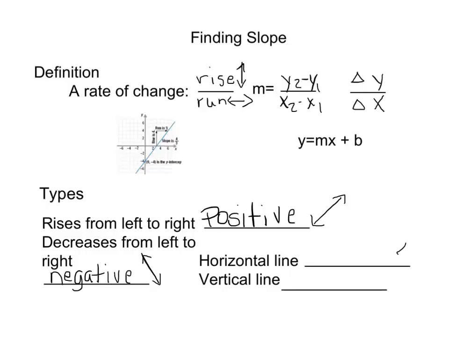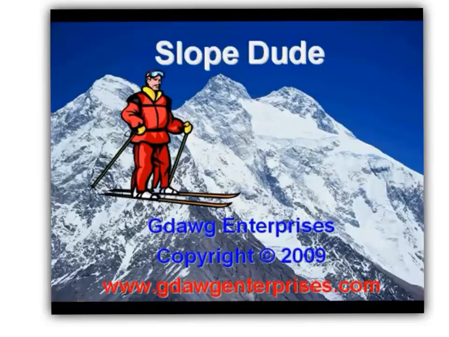A horizontal line looks like this, and we call this zero slope. A vertical line looks like that, and we call this an undefined slope. So those are different ways to notice or to see how your slope is, and the equations that you will be using in order to find your slope. So here's a video that will help you to remember what the slope looks like.